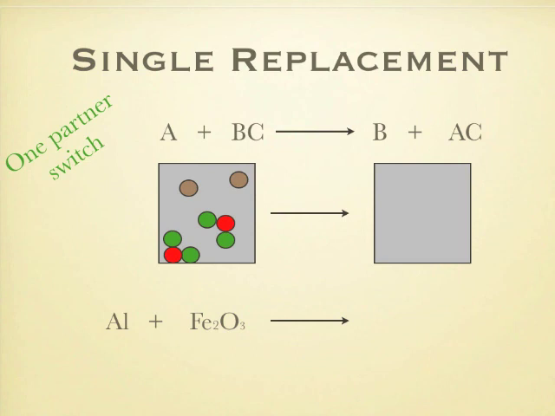So you can see in the picture, you've got the brown ones there all by themselves. We'll call those A. And then you've got the red and green ones that are connected. The brown ones are going to come in because those are by themselves, but they don't want to be by themselves. So they're going to switch places with the red. They come in, and one of them comes out to be by itself. So the red, the B, ends up by itself. A single switch, single replacement reaction.